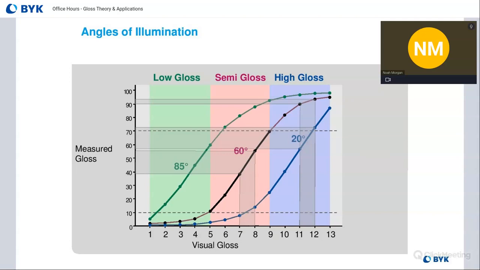And then finally, in the high gloss region, we see that the 20-degree gloss meter is working best here, has the most constant value increases. And you see the 60 and 85-degree gloss, it's not as constant, not as accurate. So this is how we're able to determine which angle is best for certain situations or certain levels of gloss.